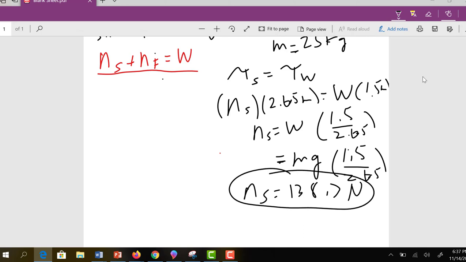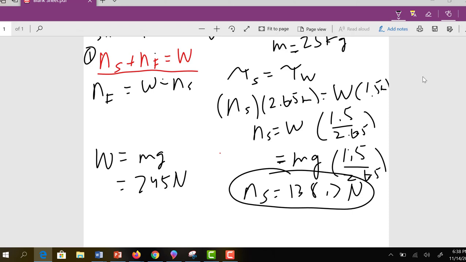For fun, I want to figure out how much the weight is. So m times g, this would be 25 times 9.8, 245. Let me go back up here where I just was looking at forces. So the normal from the fence is the weight minus normal from the shoulder. So if you put those numbers in, the weight is 245 minus 138.7. That's the normal shoulder. That's what they're actually asking for in the problem.